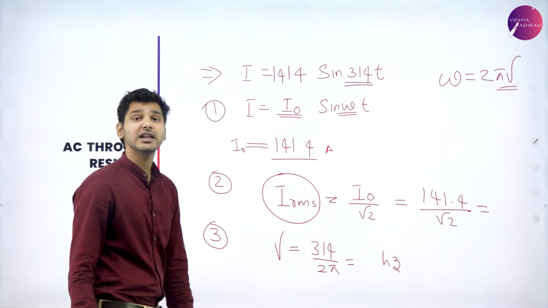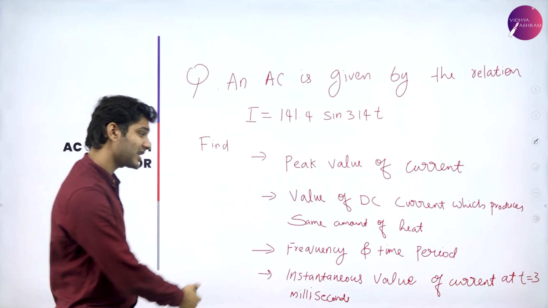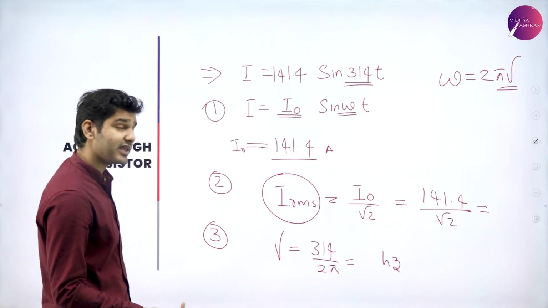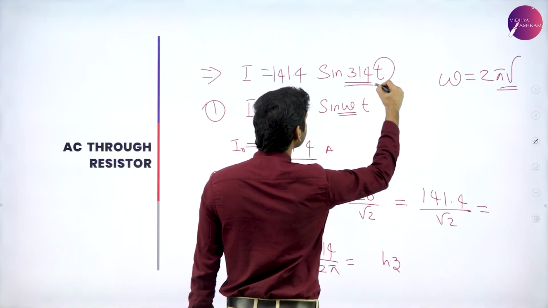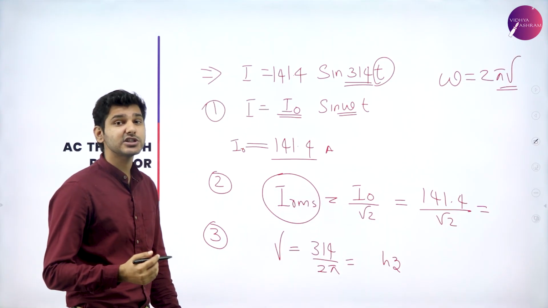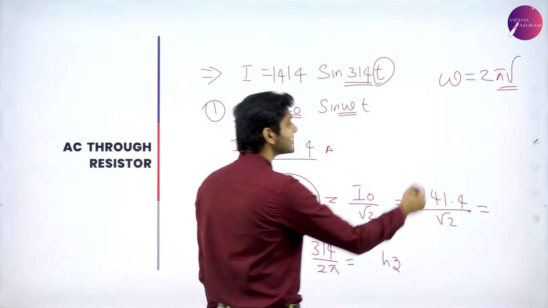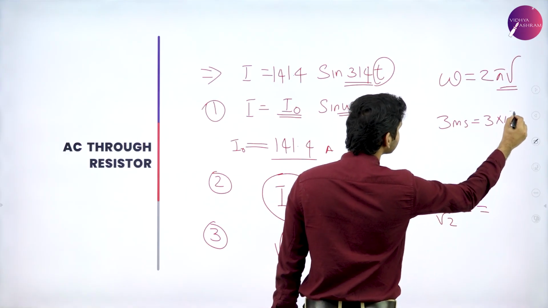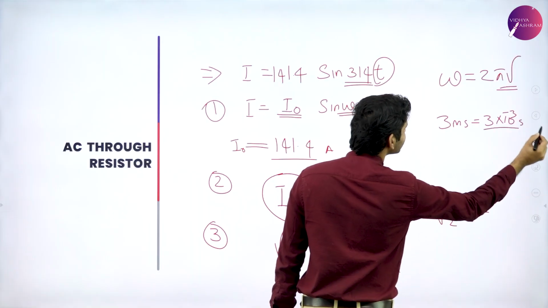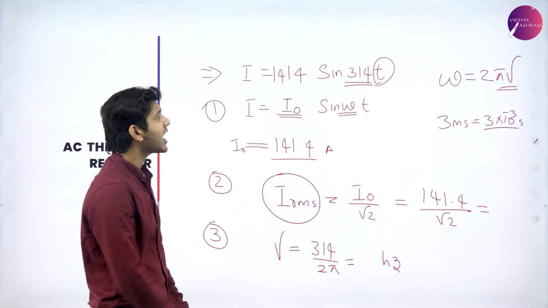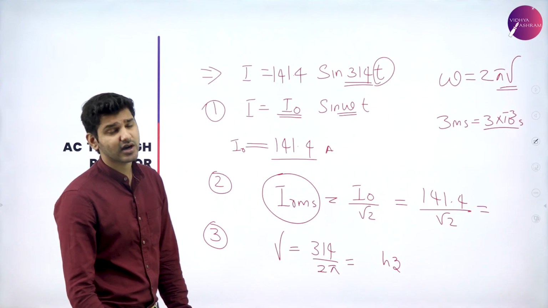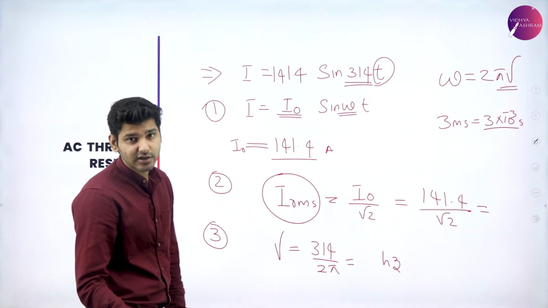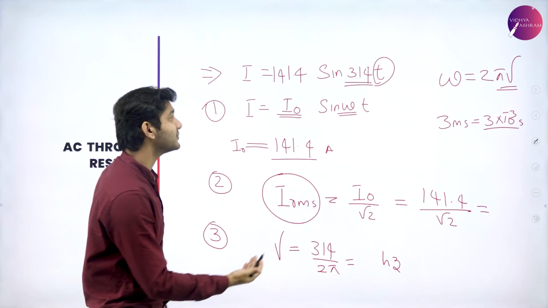And lastly, we also have to find the instantaneous value of current at t equal to 3 milliseconds. That is also very simple. Here t is given. The only thing you have to do is substitute 3 milliseconds there. So 3 milliseconds is actually equal to 3 into 10 raised to minus 3 seconds. Just substitute that value and you will have the instantaneous value of current as well. So solving these problems is very easy. All you have to do is identify the questions, understand what is being asked, and simply answer the questions.